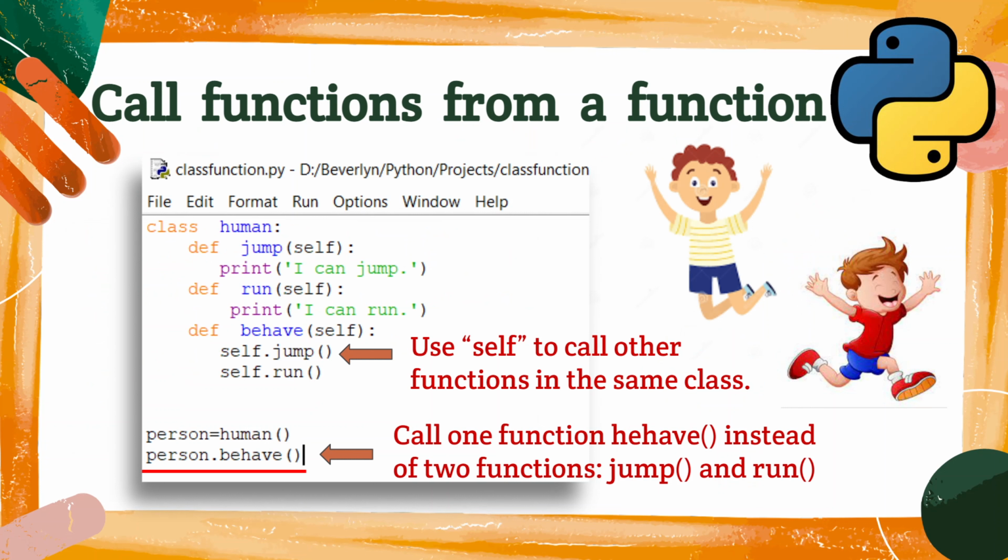Now, let's learn why self is important in class function argument because self can be used to call other functions in the same class. Let me show you how it works. In this human class, I added a new function called behave. If behave function would like to call jump function and run function, the body of behave function can add this format of codes: self.jump and self.run. The benefit of functions calling other functions in the same class is that one function can perform several behaviors. Look at my underlined person.behave. It will have the same result as calling person.jump and person.run.